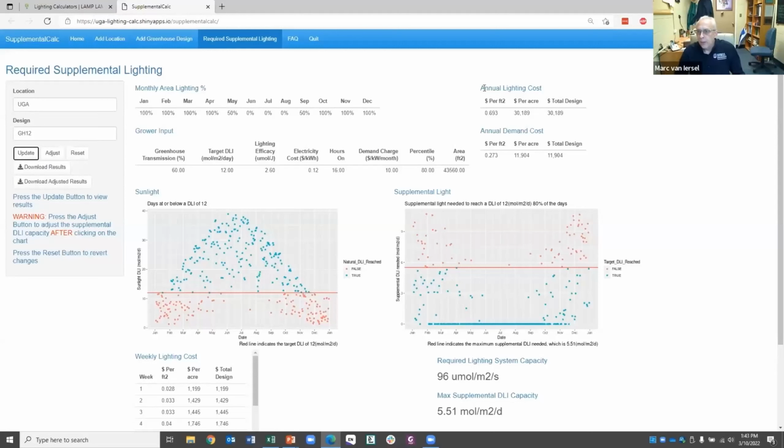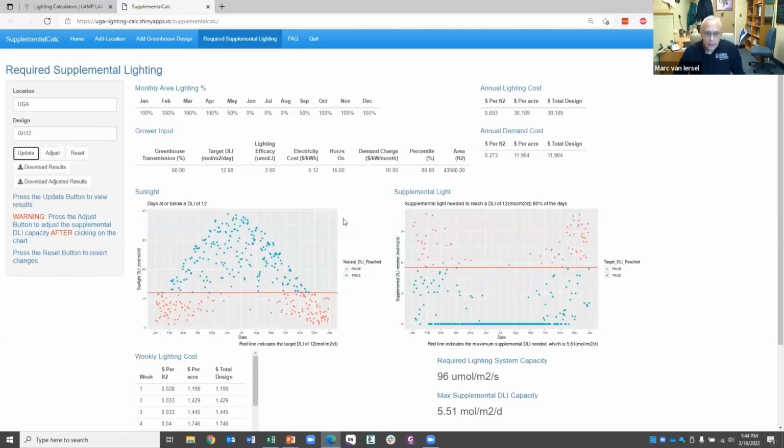Then at the top right, we have the annual cost of the electricity that is needed to operate these light fixtures. So we have here roughly $30,000 per acre in actual electricity cost. And then the demand charge in this example is another $12,000 per acre. So again, that is a number that is certainly not trivial.